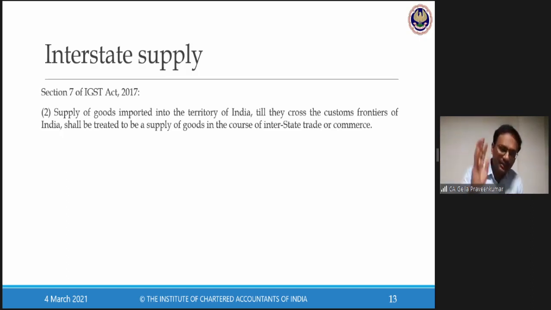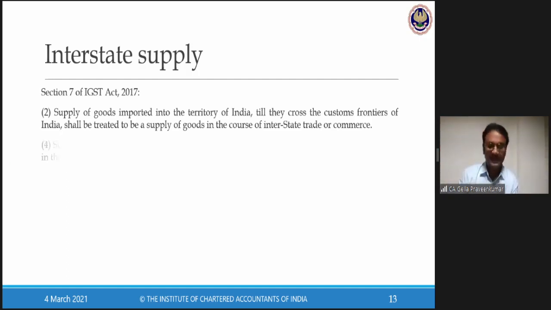I'll explain in detail. As of now, please keep in mind, Section 7 says the supply of goods imported into the territory of India, till they cross the customs frontier of India. That means the goods have crossed the customs frontier when I file my bill of entry. When the goods get into the territory of India but have not crossed the customs frontier, what is the customs frontier? It is a range. The moment it crosses, it is deemed to be part of India, part of my Indian soil. Till it becomes part of my Indian soil, the supply taking place shall be called interstate supply.